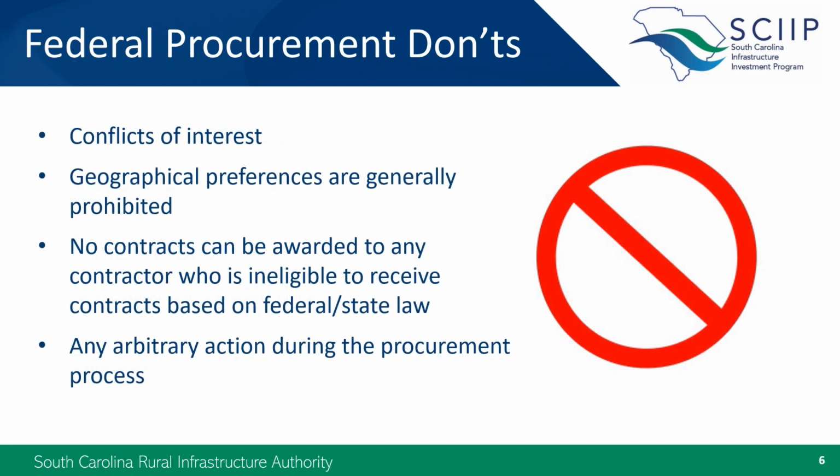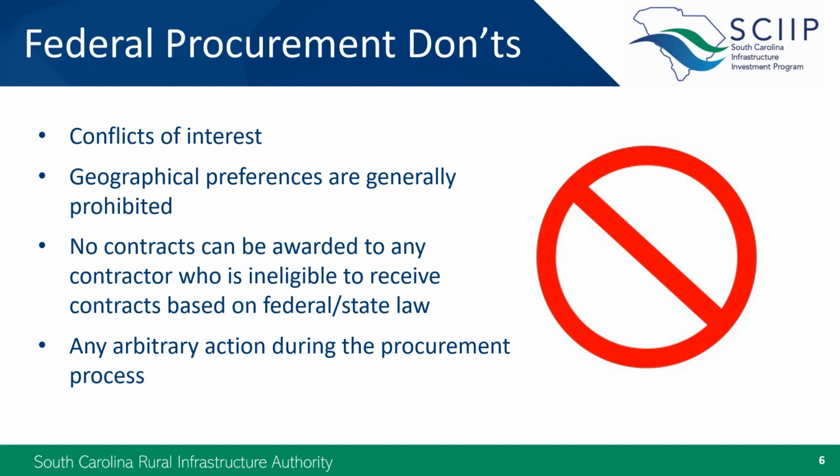These are some other things to look out for. Conflicts of interest should be avoided whenever possible. In the event of a possible conflict, the grantee should contact RIA to disclose and explain any potential conflict. Geographical preferences are often prohibited except when procuring engineering services.